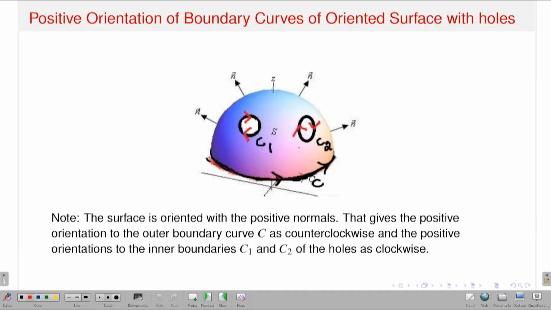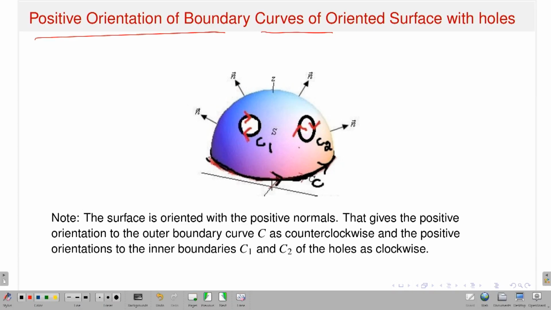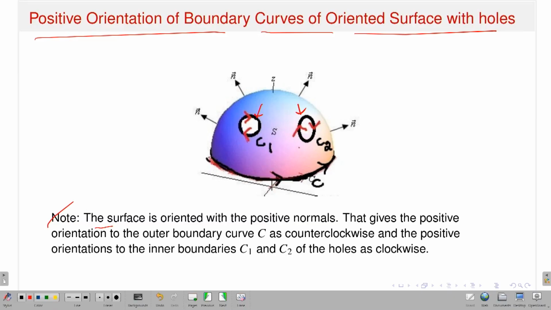Okay, this is another example: the positive orientation of the boundary curve of an oriented surface. Now this is a surface, but it actually has two holes. This is one hole, this is another hole. So what kind of orientation does the boundary get, given some orientation of the surface? It says that the surface is oriented with positive normals. So suppose I have a smooth surface that is positively oriented, that means plus n cap, the unit normal pointing upward. That gives the positive orientation to the boundary curve C.